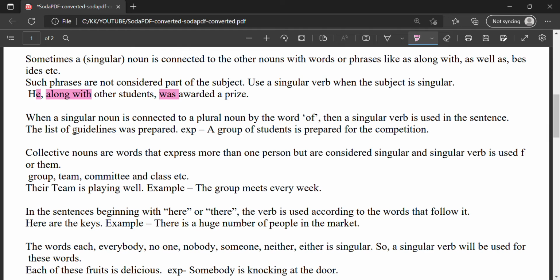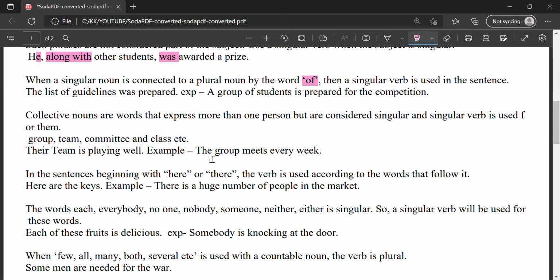So let's go on. When a singular noun is connected to a plural noun by the word "of", then a singular verb is used in the sentence. So what does it mean? When a singular noun is connected with a plural noun by "of", I'll just give an example so that you will be able to understand it better. A group of students is prepared for the competition.